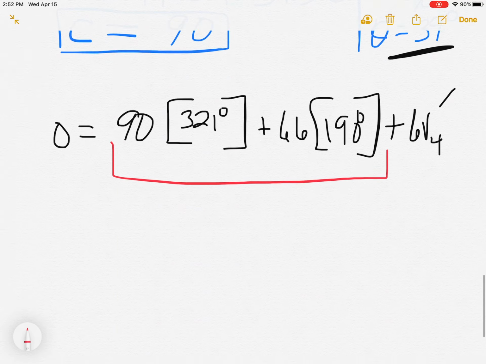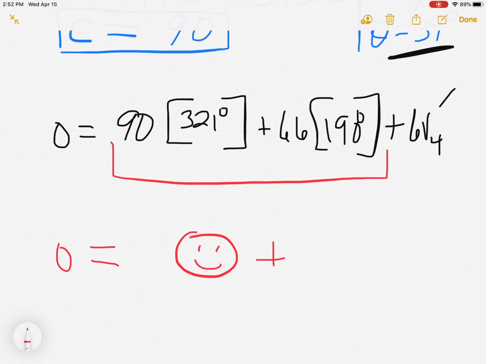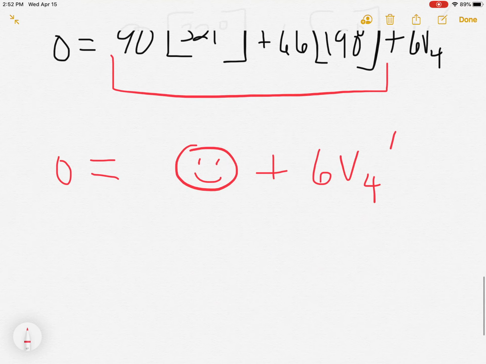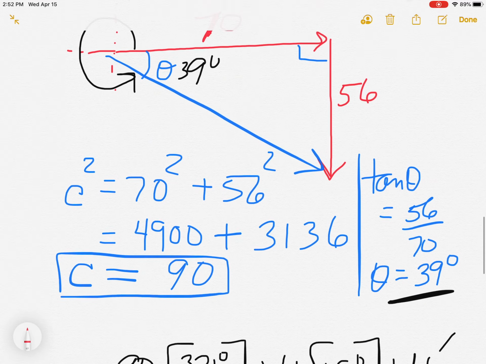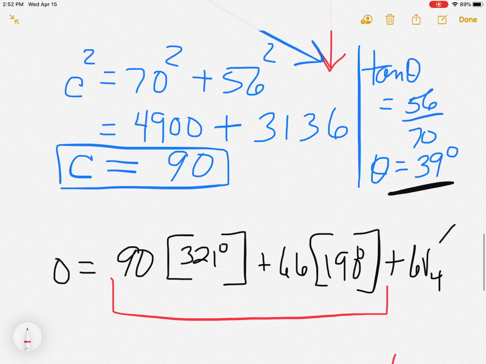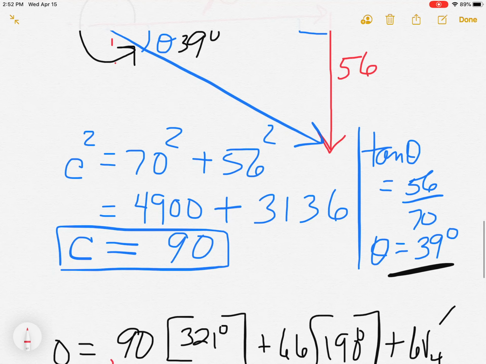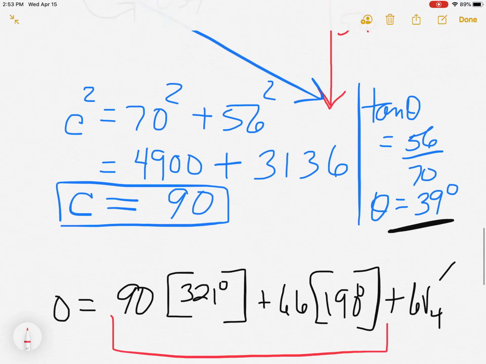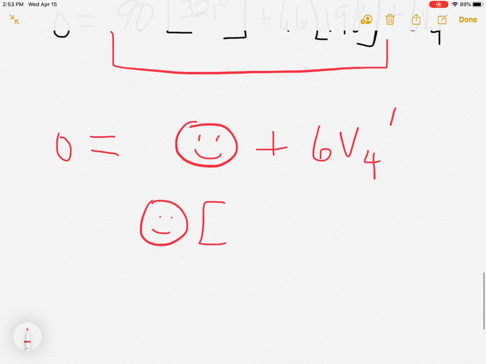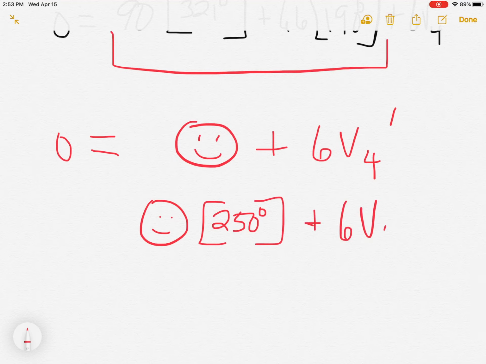I'm going to get you to add these two tip to tail, just like before. And then when you're done, you're going to have a sum of those two right here, whatever answer you get. And it's going to have a direction, right? So I'm going to give it a fake direction just to see what it comes out to. I can guess if I look at the picture, if I take that blue arrow and I add a 190 degree to it, I'm going to guess that I'm going to get about, I don't know, 250 degrees. Let's say that's the answer I got, just to show you how to go about it.